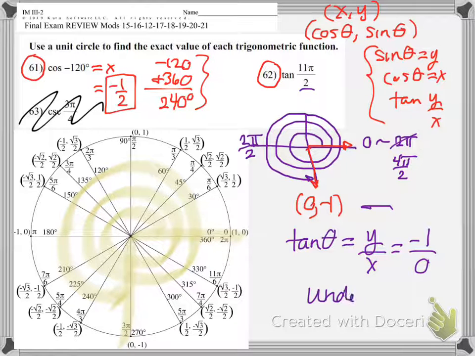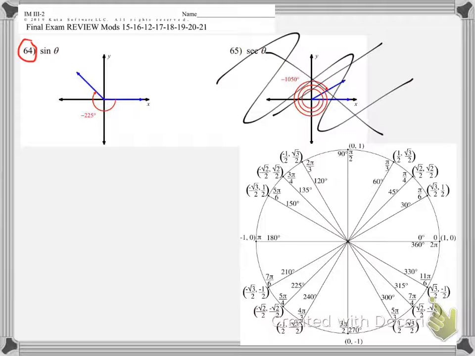Anything with a 0 on the bottom is undefined. I always say that, but truth is, if you have 0 over 0, it's something else called indeterminate. Still, you can't do it, but it means something different when you get to calculus. Okay, let's look at the next page.